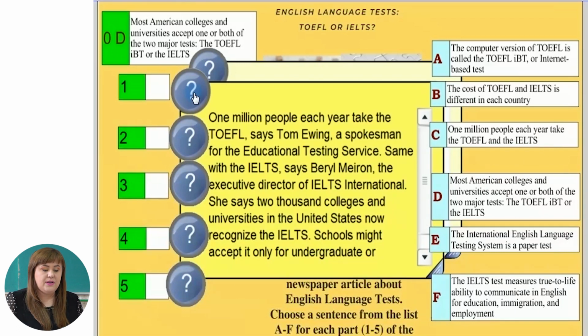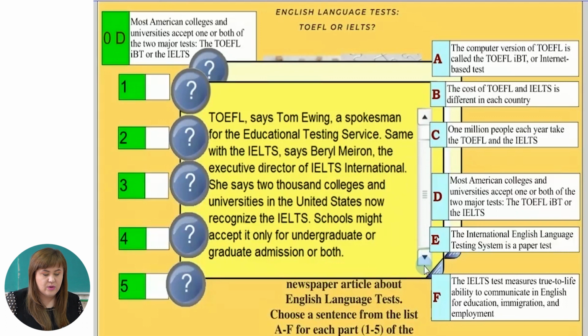1 million people each year take the TOEFL, says Tom Ewing, a spokesman for the Educational Testing Service. Same with the IELTS, says Beryl Meyer, the executive director of IELTS International. She says 2,000 colleges and universities in the United States now recognize the IELTS. Schools might accept it only for undergraduate or graduate admission or both.